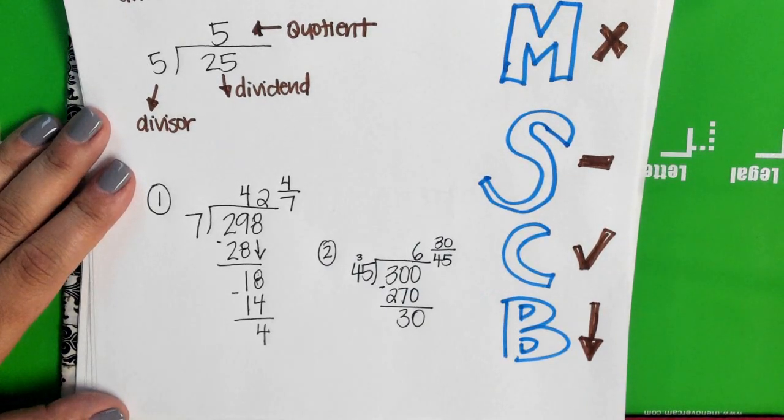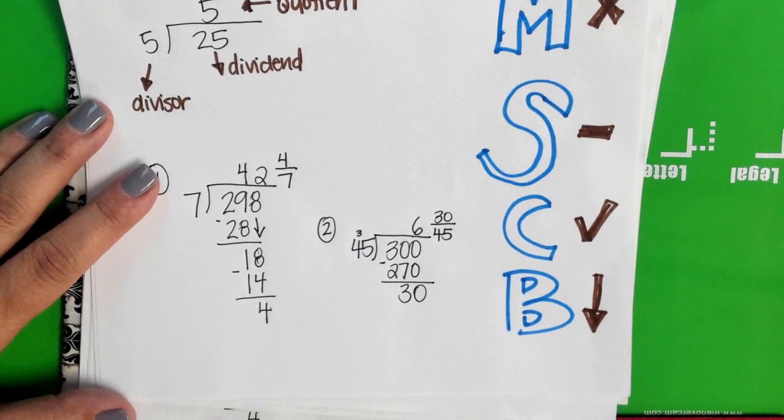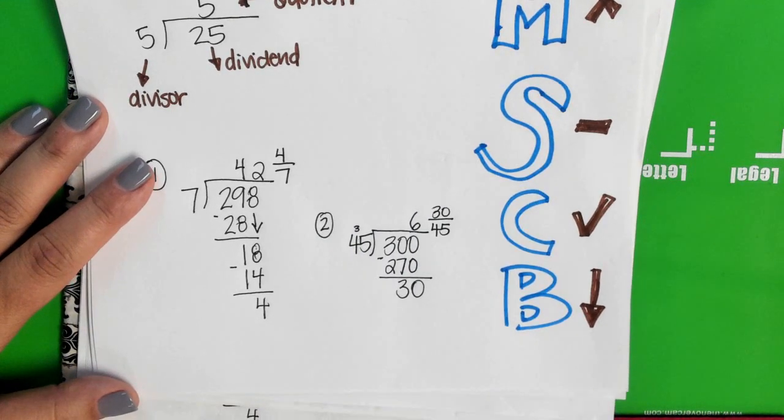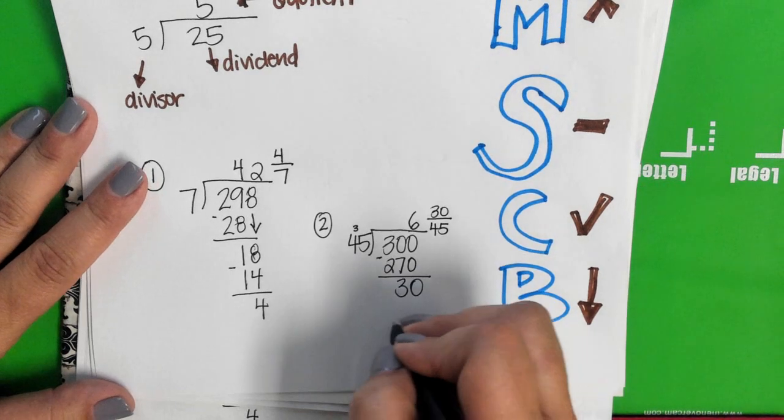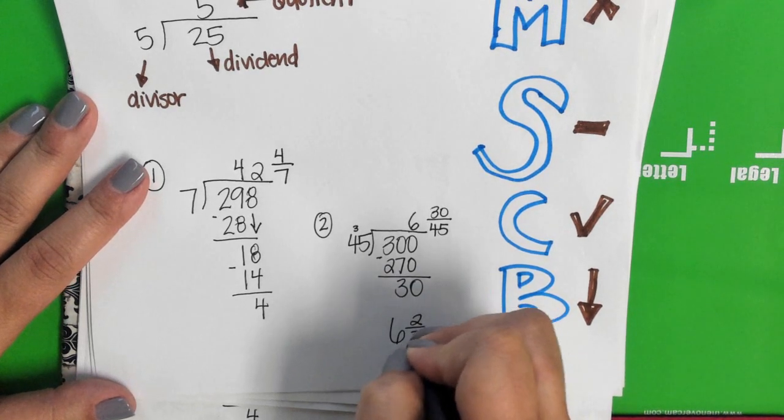Couldn't you simplify that? I absolutely could. Excellent idea. What do you guys think? 15. Divide them both by 15. So there will be 6 and 2/3.